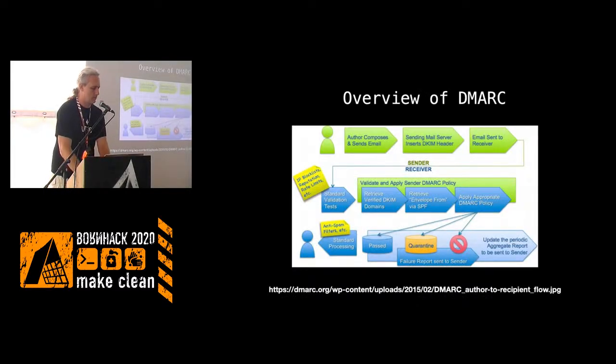This is the standard mail delivery. Someone composes and sends an email. The sending mail server inserts the DKIM header. It is sent to the receiving mail server. Then you do the standard validation tests of block lists, reputation, rate limits, and whatever. Then you come into this exciting green box that is actually the DMARC policy, where you retrieve and verify the DKIM, validate the SPF, and apply a policy, which can be pass, quarantine or reject.